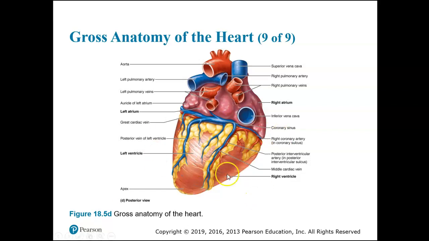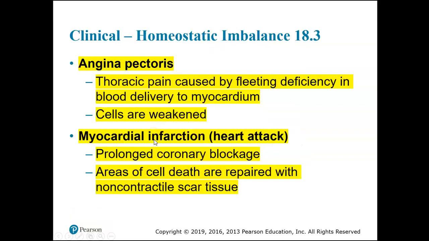Okay, again, in a view of the heart, we can see the great cardiac vein and then the coronary sinus. The middle cardiac vein here, and we can see the right coronary artery, and we can see the posterior interventricular artery, and we can see the circumflex artery, although I don't think it's labeled.